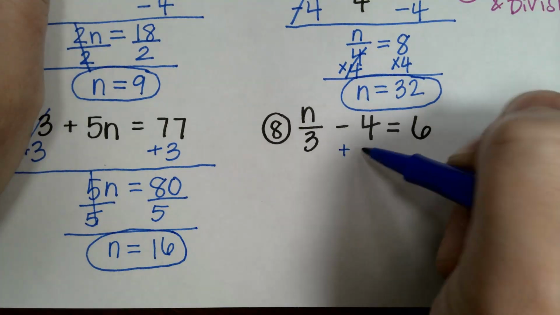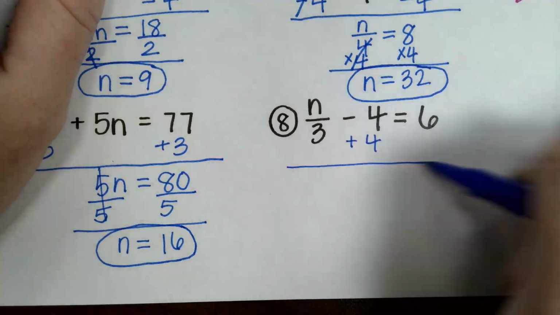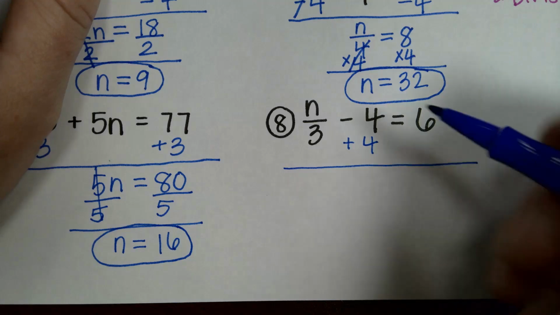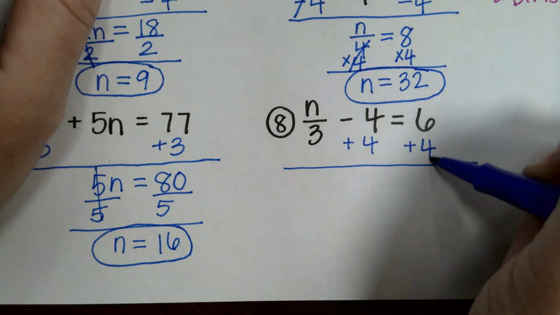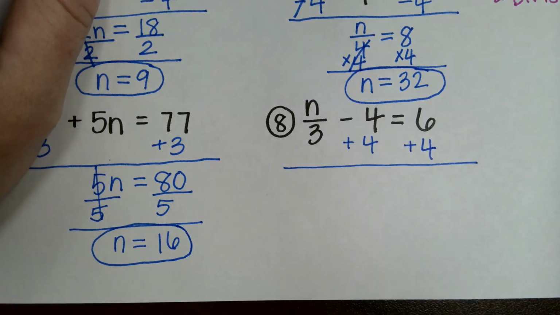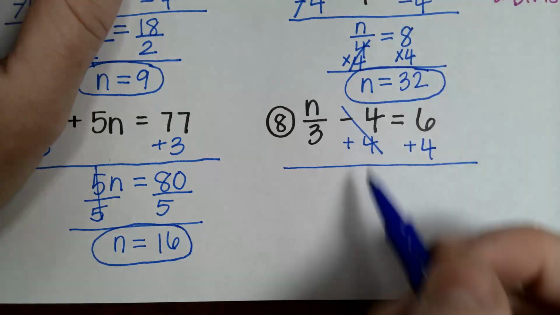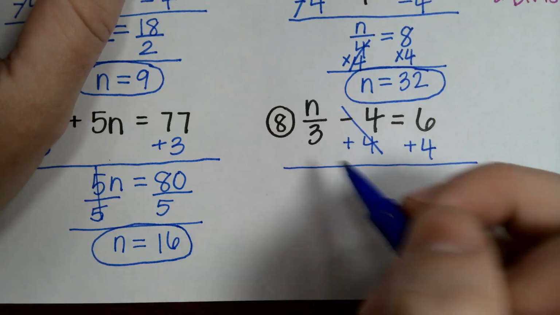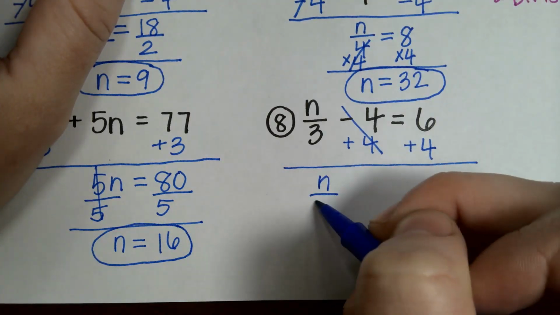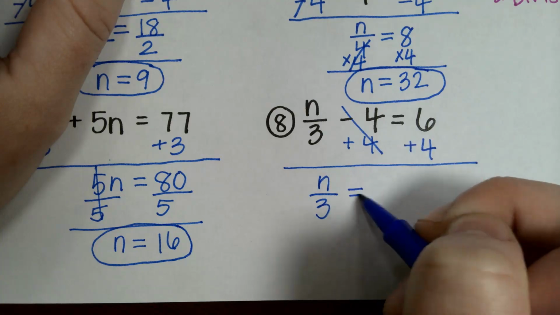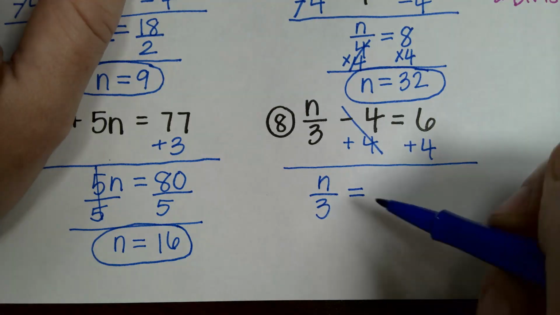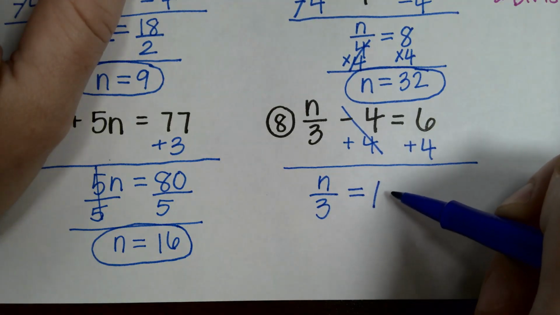Perfect. I'm going to add 4 to get rid of minus 4. Where else do I add 4? Under the 6. Good. Now what? Yes, cancel the 4's. Bring down n over 3 equals 6 plus 4 is? 9. Oh, so close. 10.